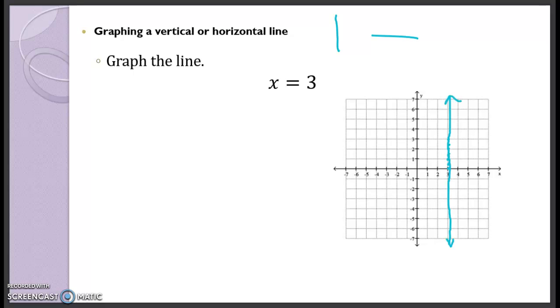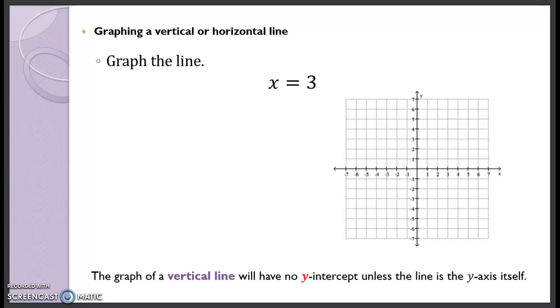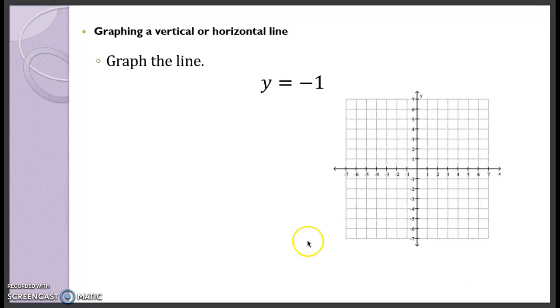Okay? Now, what about a horizontal line? A horizontal line is when y equals a value. Y equals -1. So no matter what x is, if x is -3, y is -1. If x is 2, y is -1. If x is 0, y is -1. So we have a line like this, a horizontal line.